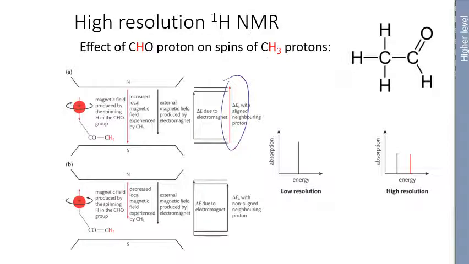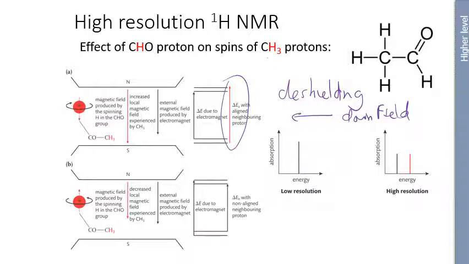Okay, and this is known as de-shielding. And what happens to the chemical shift is it moves downfield. It gets larger. Okay, gets larger.